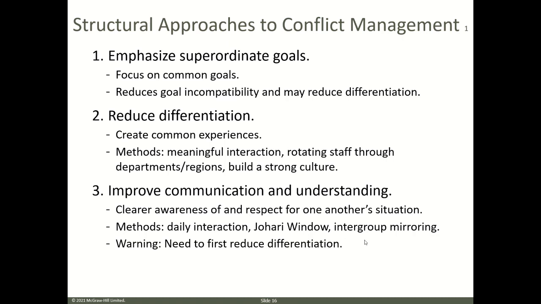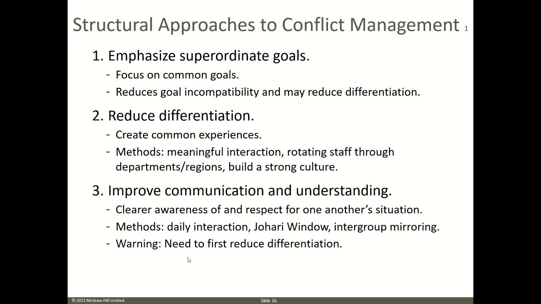Then we have intergroup mirroring. Intergroup mirroring says that each group in the conflict shares how the group perceives itself and how it perceives the other groups, and how the group believes it is perceived by each of the other groups.